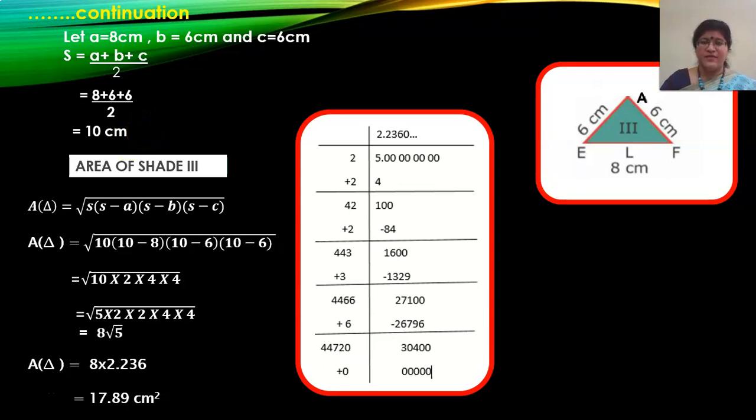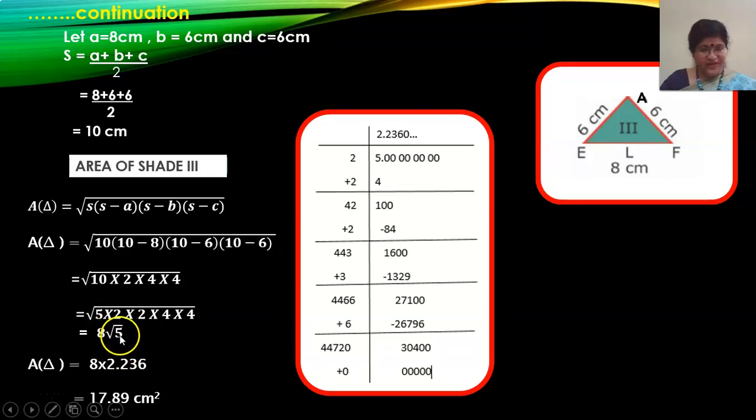After finding out the semi-perimeter, let us calculate the area of shade 3 using Heron's formula. Note down the Heron's formula. Students, please make a note of this, and as I'm reading out, I want you all to solve the questions. Area of triangle is, substitute the values: S is 10, A here is taken as 8, B is 6 and C is also 6. So these are the values of A, B and C. You have learned this in the earlier video lessons, how to take the values of A, B, and C. Find out their square roots. You get the answer as 8 root 5.